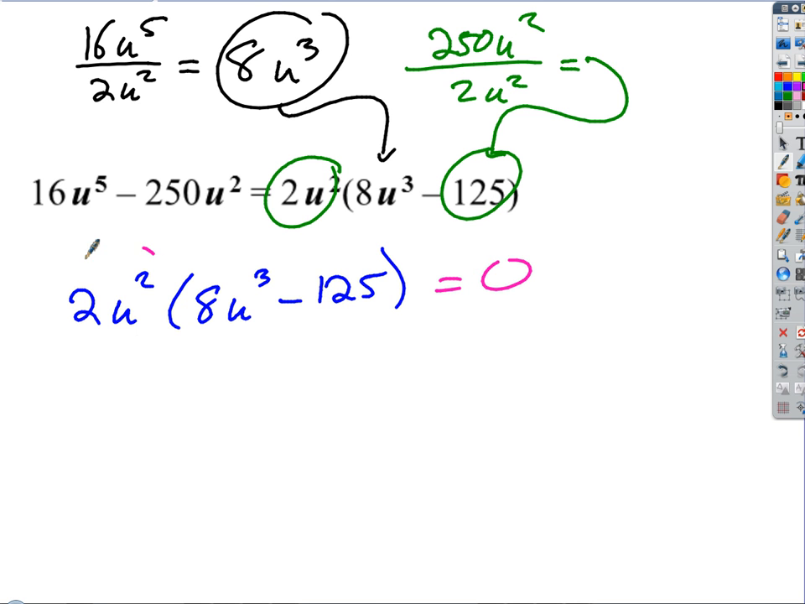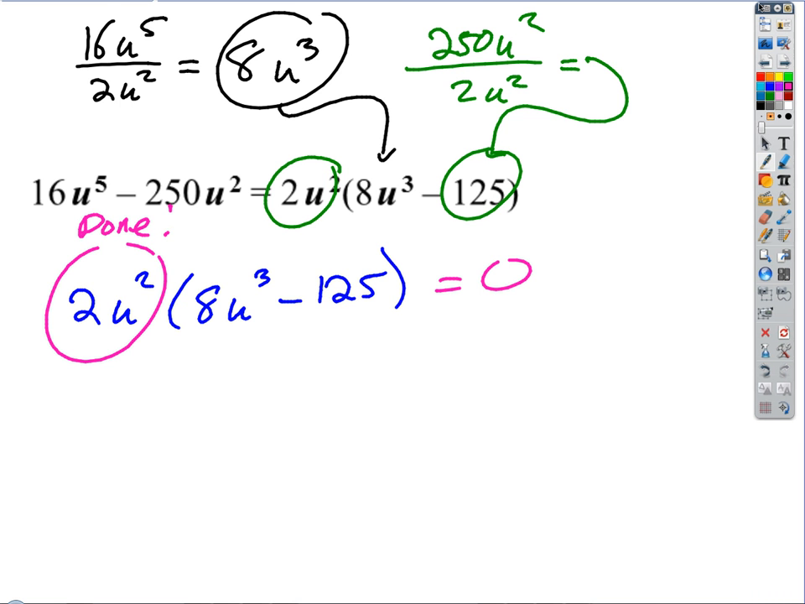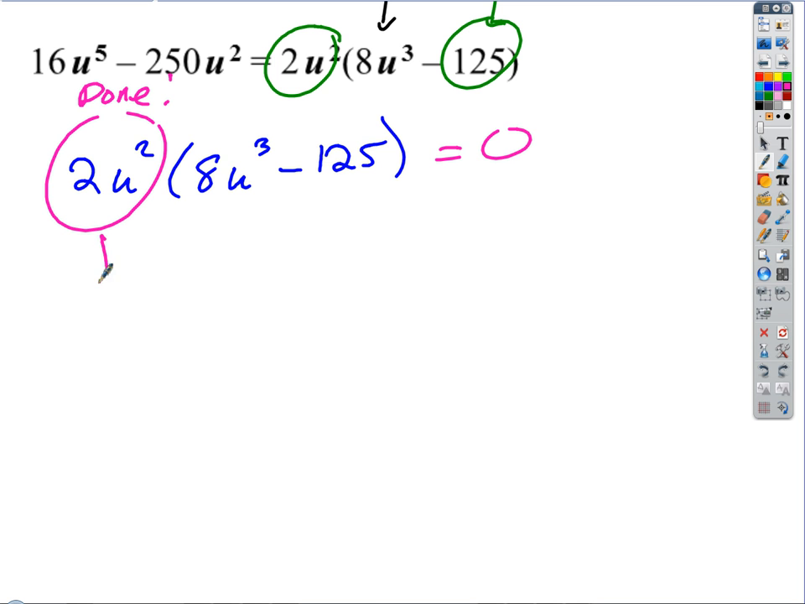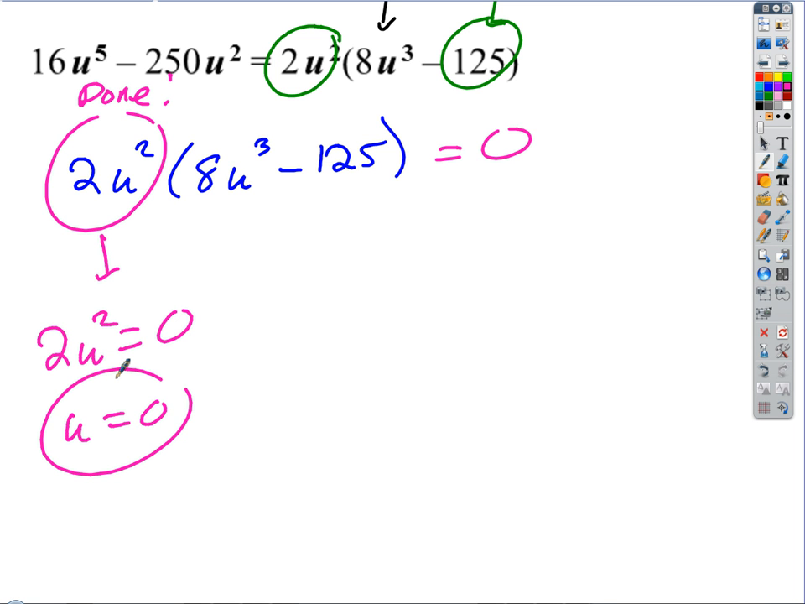This part is done. Does everybody see that? I'm done factoring. That factor, I can't go any further with that. 2u squared is a monomial. It's done. So if I were solving this equation, all I would have to do with this part is just set it equal to 0. 2u squared equals 0, and what's the solution to that? Divide by 2, so I get u squared equals 0. Square root of 0 is 0. So I'm just going to get u equals 0 from that part, done.